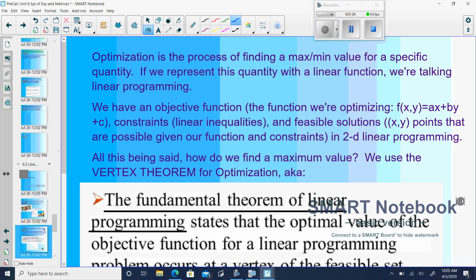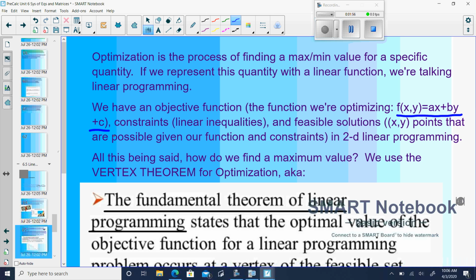Now, in linear programming, we have an objective function, which will be something that we're optimizing. It looks kind of weird right now. F of xy is equal to ax plus by plus c. You're like, wow, I know ax squared plus bx plus c from quadratics. Is it a quadratic, Mr. Wine? Did you make a typo? No, it's ax plus by plus c. And the xy, we'll talk about that here in just a little bit because I know you're also used to f of x. So the f of xy is something that can throw you off.